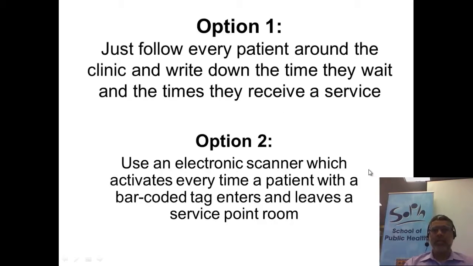The second option is you can use technology. So you can use a scanner, which will then activate every time a patient with a barcoded tag enters and leaves a service point or a consulting room. The scanner could either be in the door or at a point in the room, or it could be a handheld scanner which the staff member could then shine over the tag. Patients would then have to be given a tag when they arrive, which could be a wrist tag or a sticker which they can put on an item of clothing. So this is obviously an easy way to do it. However, it requires that you have barcoded tags, and you have scanners, and that these scanners link to computers.